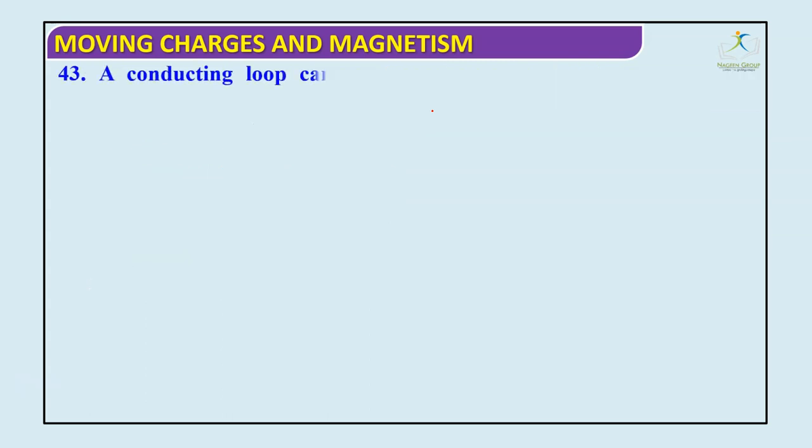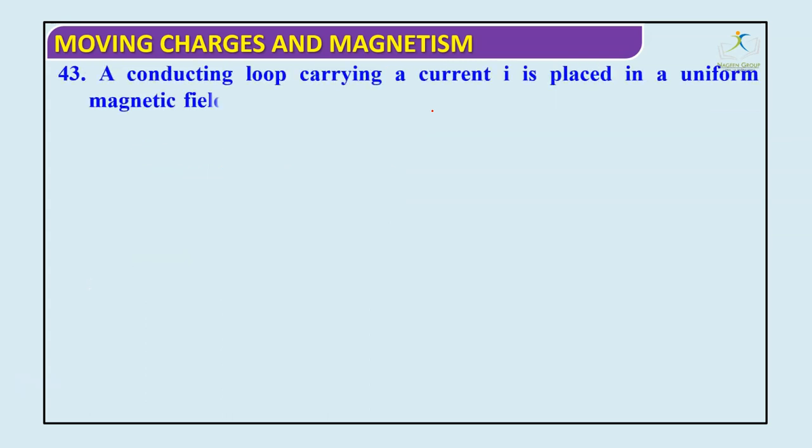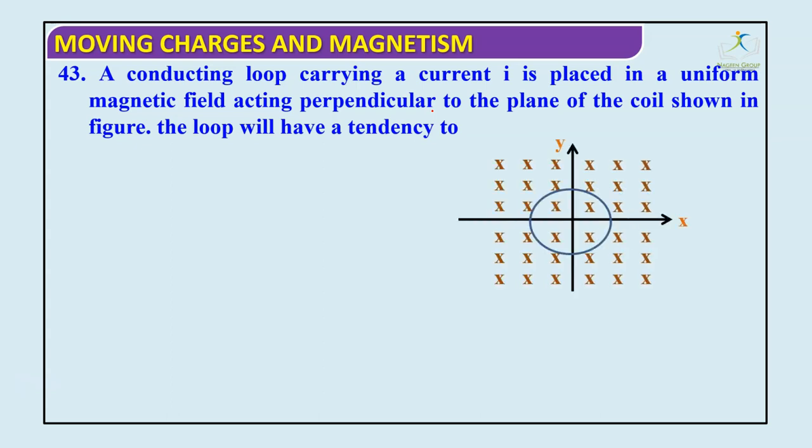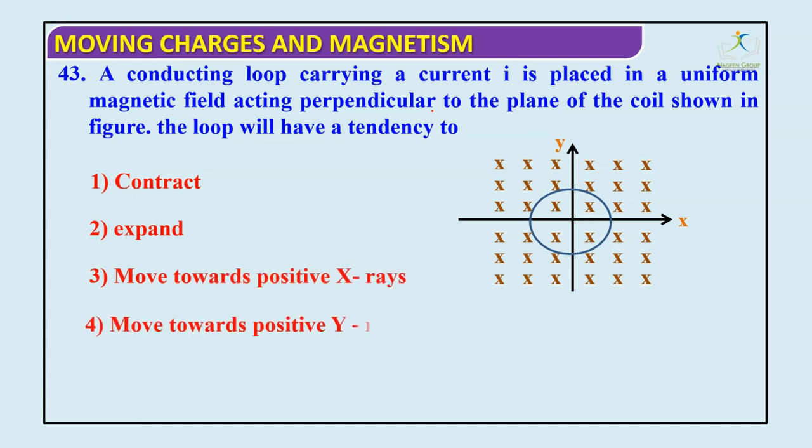Moving ahead with the question: a conducting loop carrying a current I is placed in a uniform magnetic field acting perpendicular to the plane of the coil, as shown in this diagram. The loop has a tendency to, as shown in the diagram, we have the options: contract, expand, move towards positive X axis, or move towards positive Y axis.